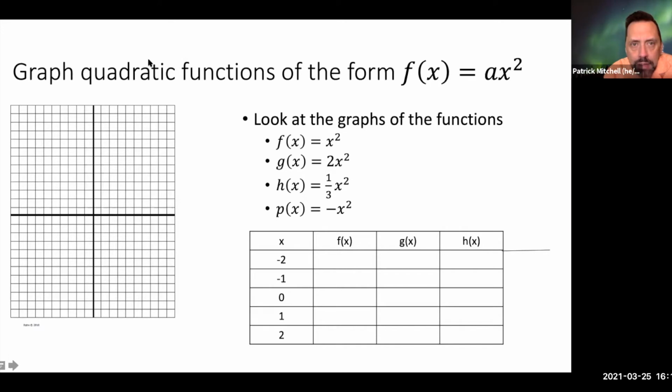I'm actually going to ask you to pause the video and try this. All right, just fill in the table and then draw the graphs. All right, and then when you're ready, come back and we will compare notes.